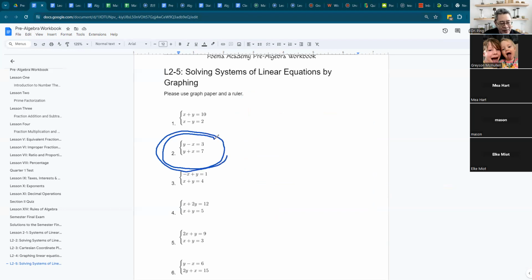So you just tell me the solution, but please use the graphing paper and the ruler, and otherwise you're being off. Okay. And I'll be right back.